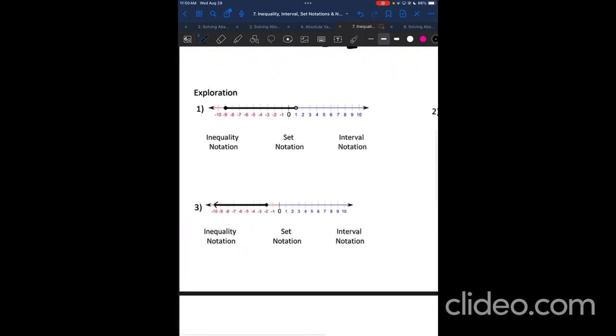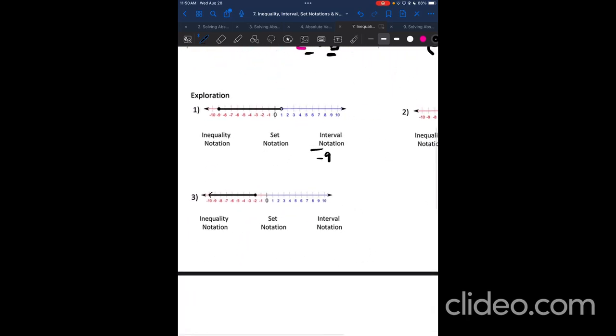Okay, number 1. So we have -9 should be a bracket. Then 1 on the right, parenthesis. And we need an equal sign with the -9 because that one's closed. Set notation.